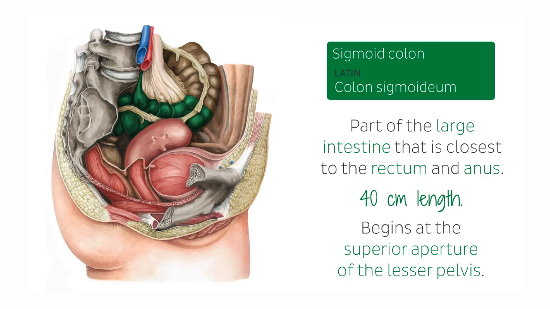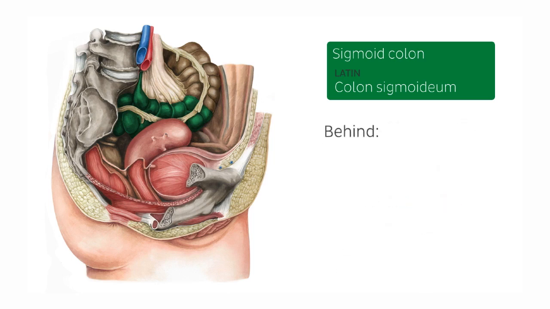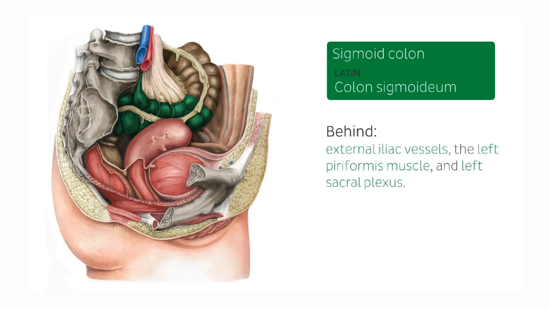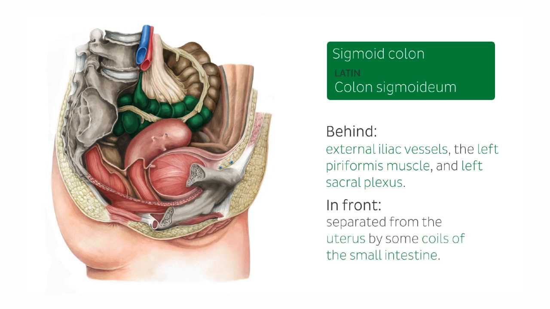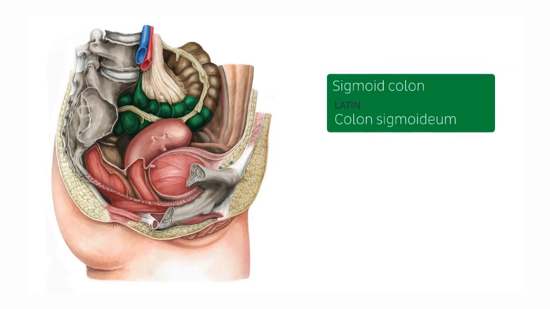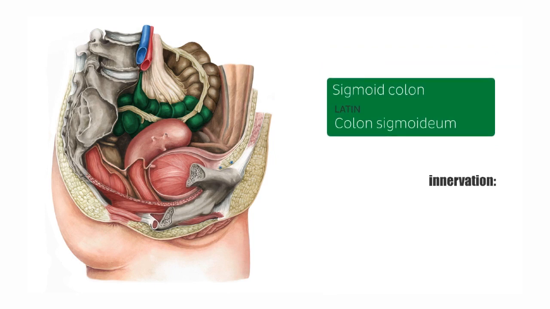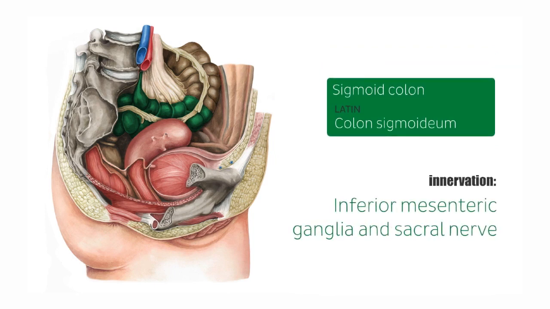Now, there are certain structures that you can find behind the sigmoid colon, and those include the external iliac vessels, the left piriformis muscle, and left sacral plexus of nerves. In front of it, we're going to find that it is separated from the uterus by coils of the small intestine. This sigmoid colon is also innervated by the inferior mesenteric ganglia and sacral nerve.